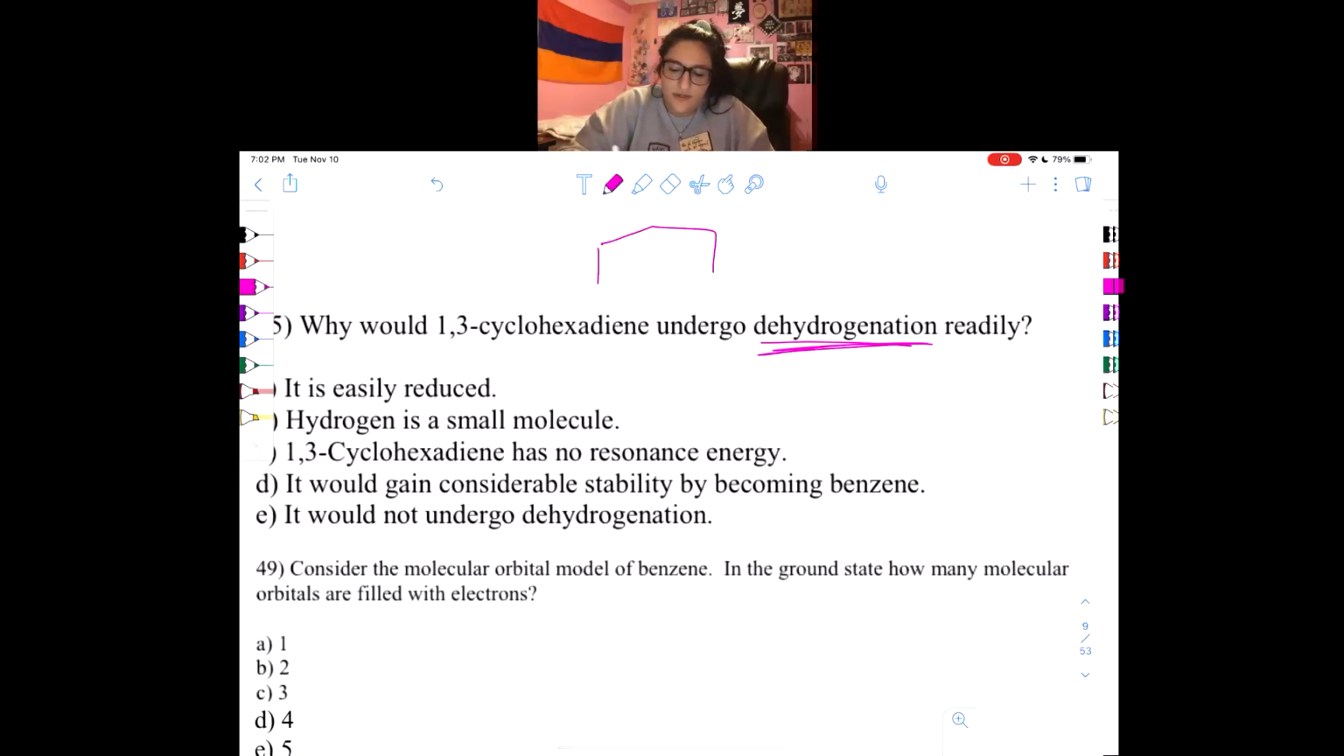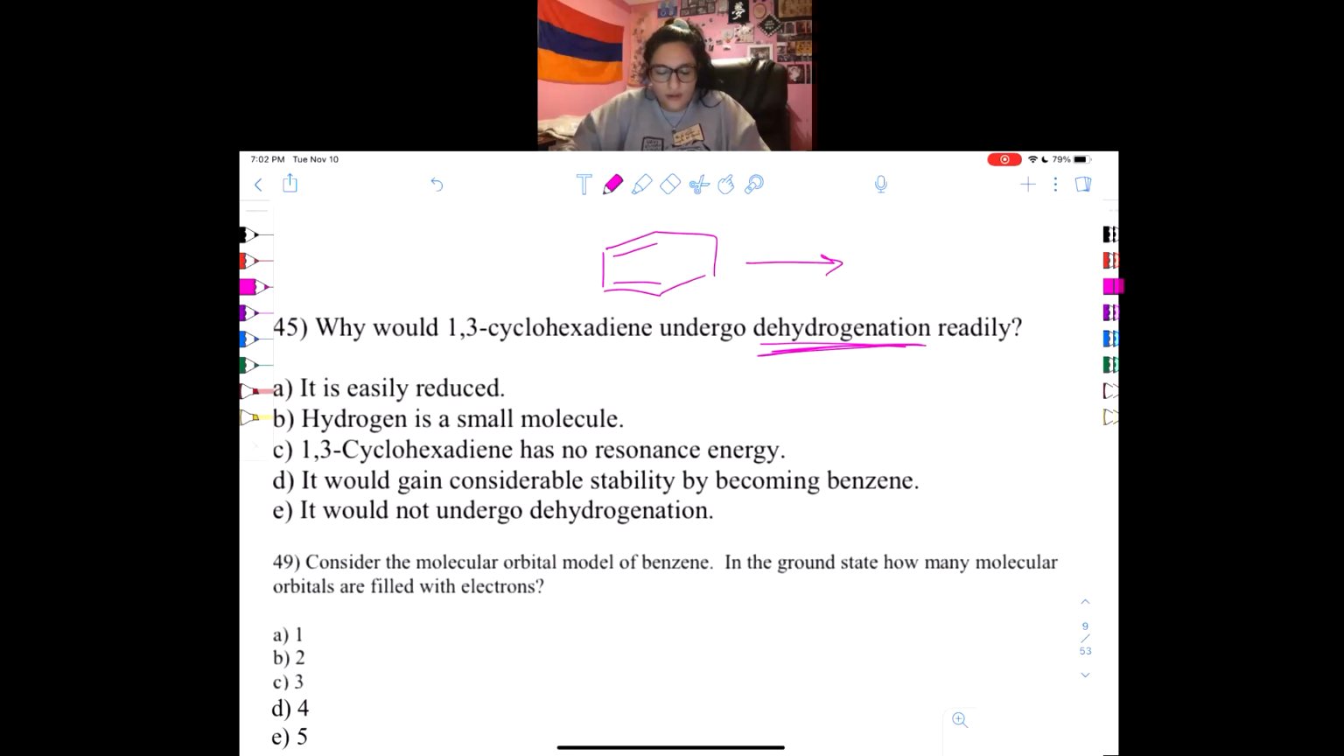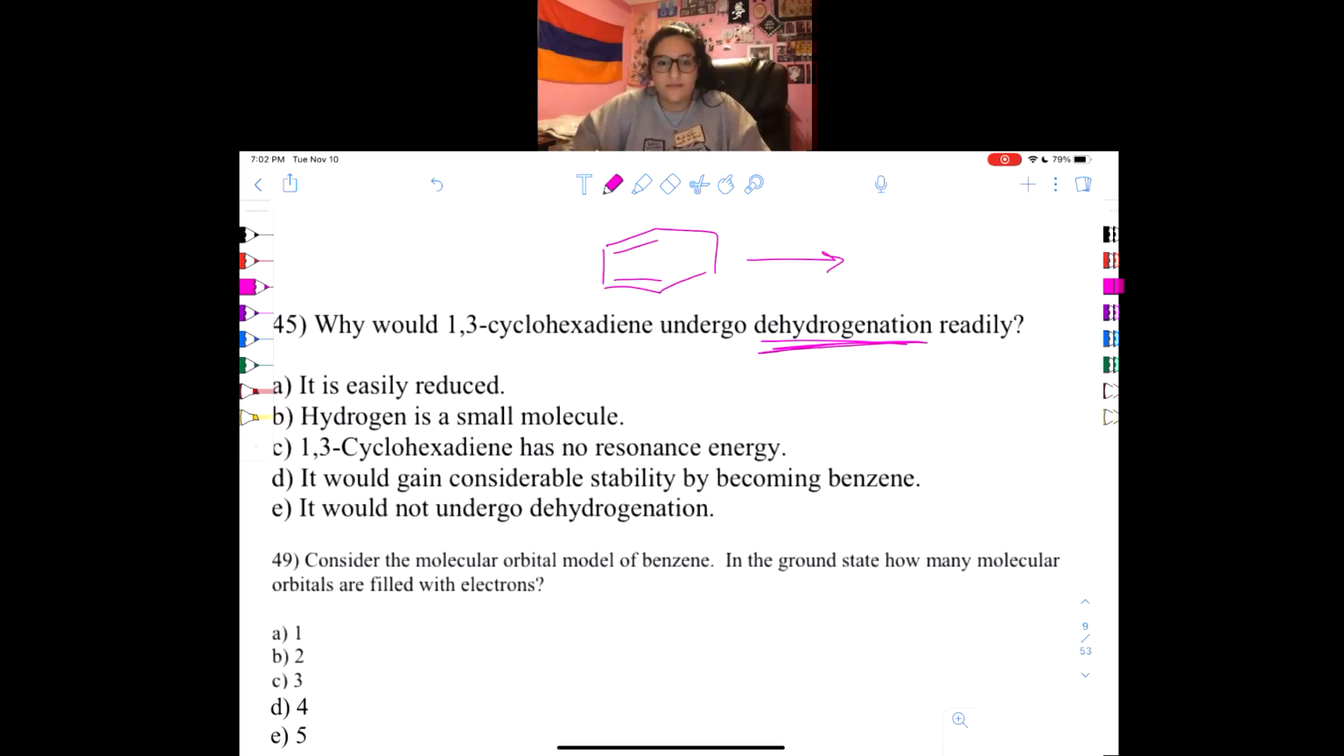For you guys to answer that, I will draw this out for you. So the reason this would undergo dehydrogenation is so that we can form what? What do you guys think? Benzene, exactly. So if we undergo dehydrogenation, we will form benzene. And this is favorable because it would gain stability by becoming aromatic. So that is the answer.